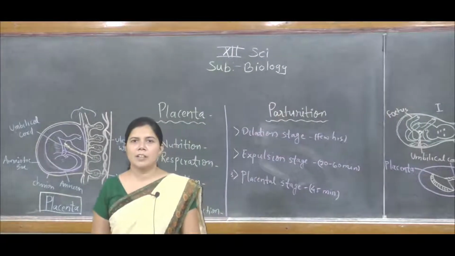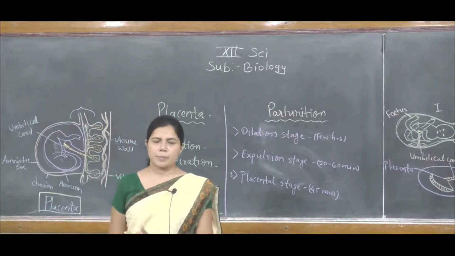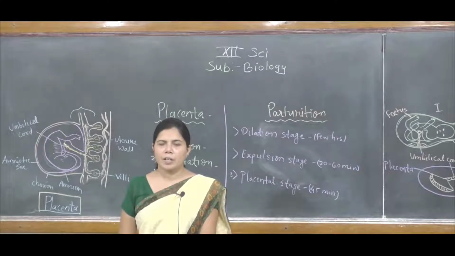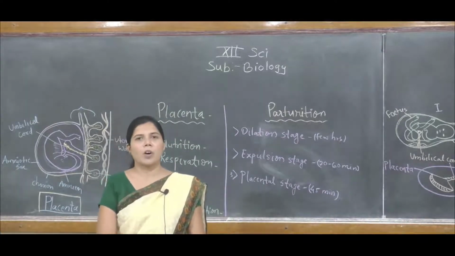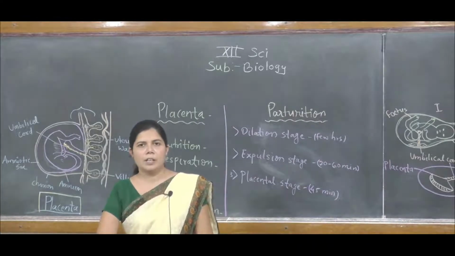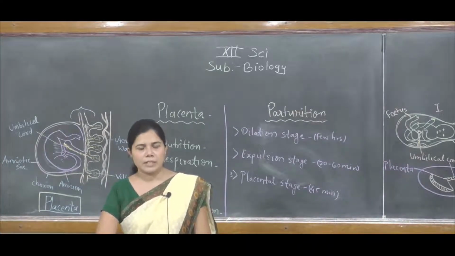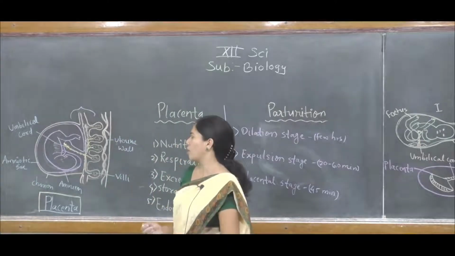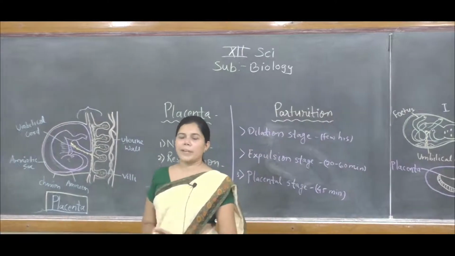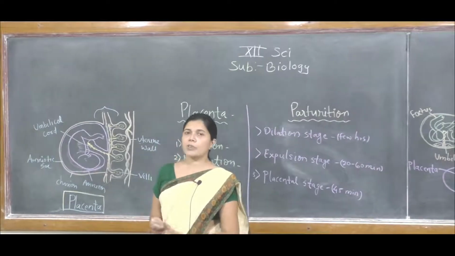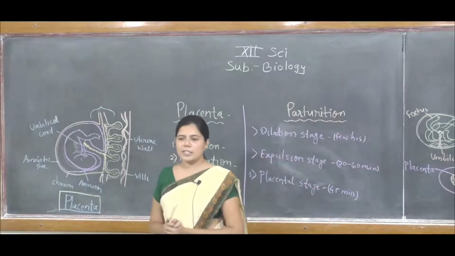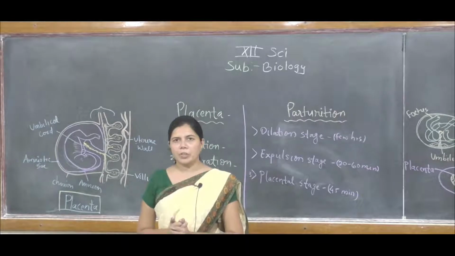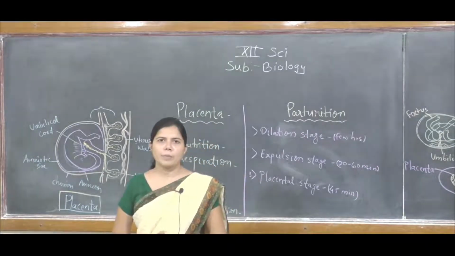Good morning, students. Today we are going to discuss the topic of the placenta. At the time of pregnancy, or gestation, a temporary organ is formed between two individuals, by the tissues of two individuals. It is a structural and functional organ known as the placenta, and it is formed between the fetus and the uterine wall of the mother.